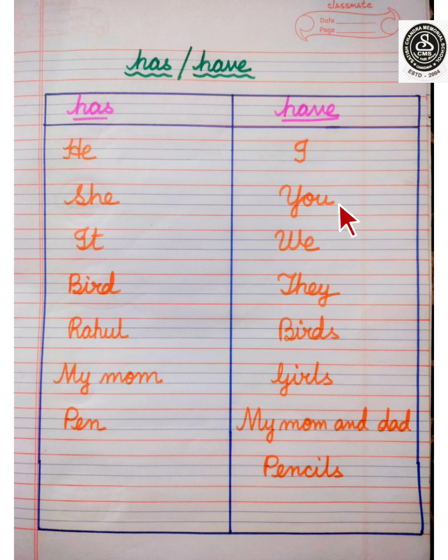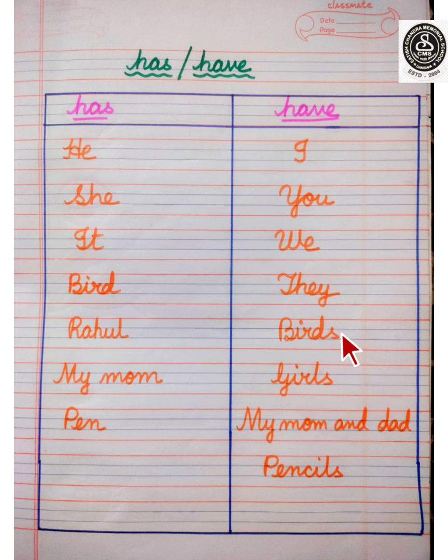Next, we will use you with have. So we can say you have. In our last class, I told you, I and you, these both are exceptional. That is why we use I have and you have. Next, we. We means we are talking about many people. So we can write here we have. Next, they. They means also the same. We are talking about many people, or we are talking about many animals. So we can say they have.